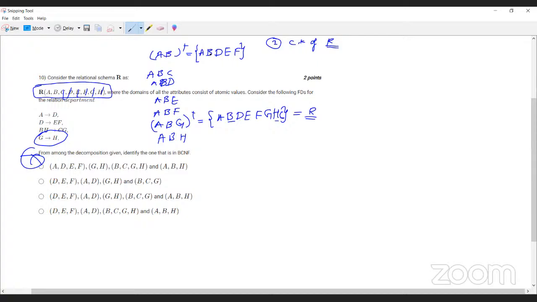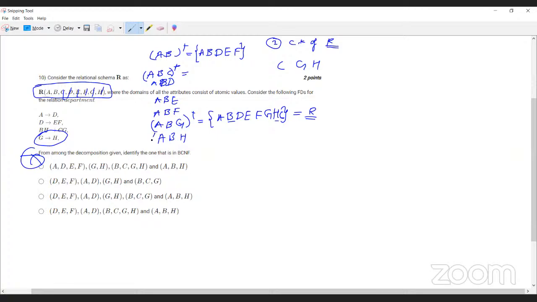Now let us take the closure of ABC. Did anyone get why I have considered ABG directly here? Because I already took the closure of AB, right? But if I add G here, I will get all the attributes. Looking at this only, I can see C is missing, G is missing, and H is missing. So I can take the closure of ABC, but it is not giving me all the attributes, right? Now I will check for ABG. It is giving me all the attributes.